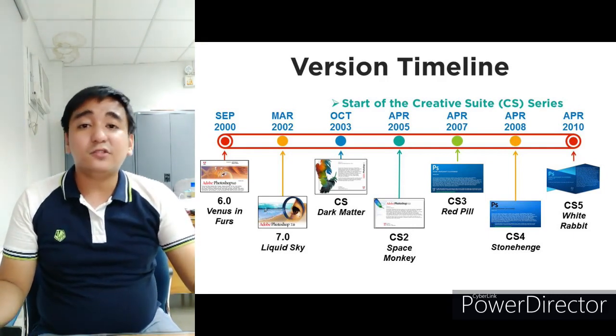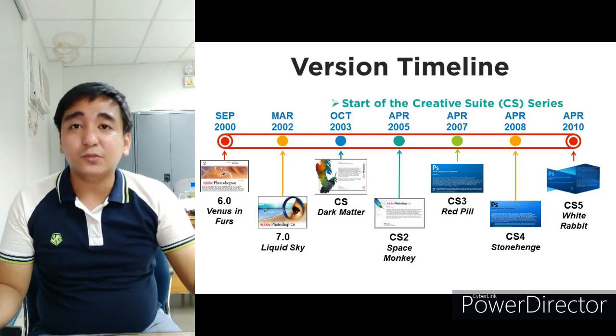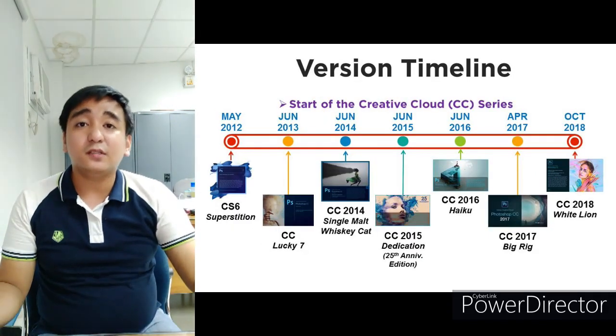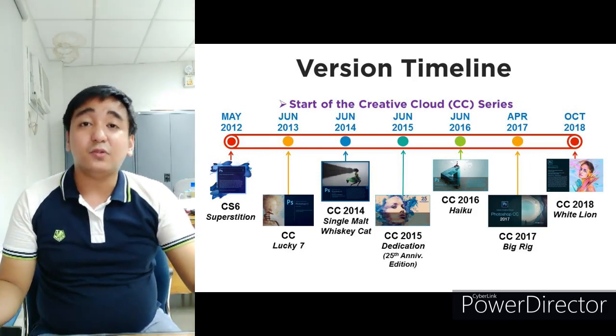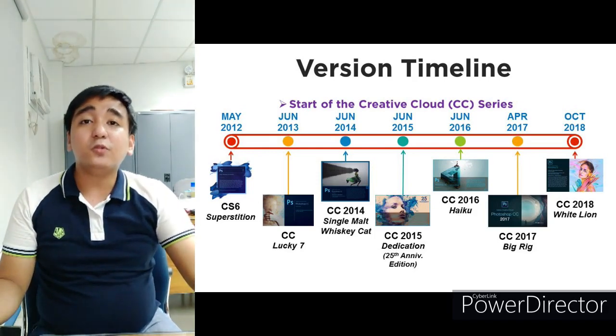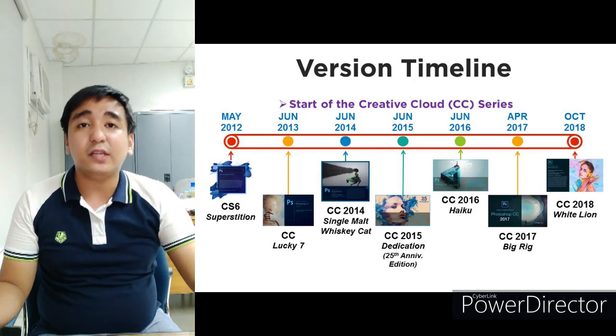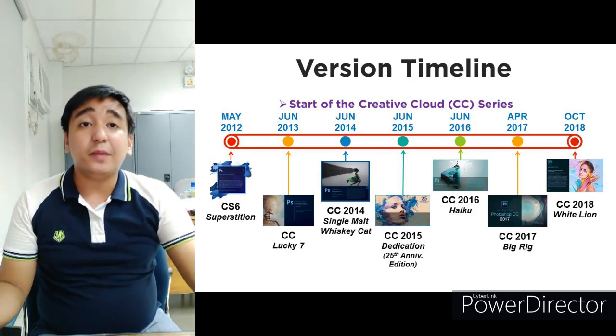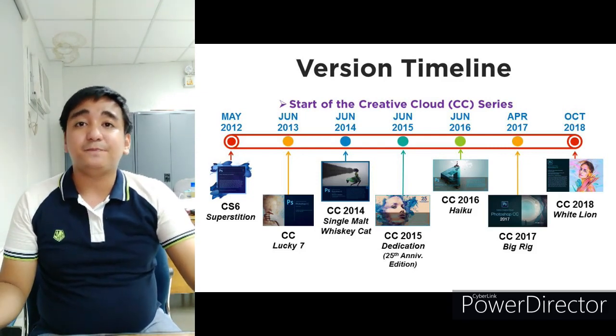Then, another transition from the Creative Suite series. From Creative Suite, it was converted to Creative Cloud, or CC. Photoshop CC was first released in June 2013. It has a unique code name of Lucky 7.